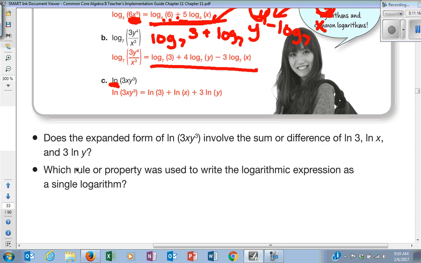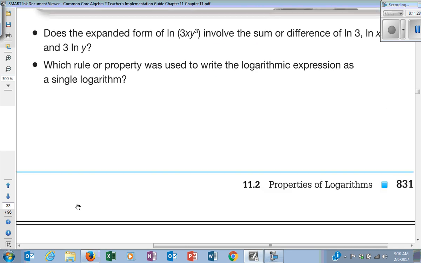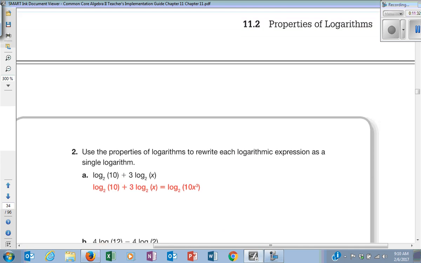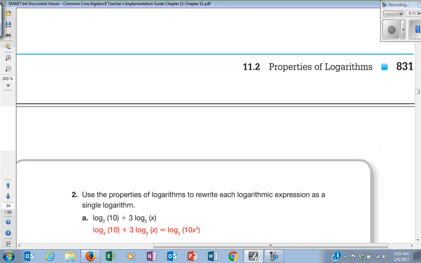Remember, ln is the same thing as log, but we know that its base is e. And so I don't write log, I write ln. And so same thing, same rules, addition between all of them, pulled the 3 down and wrote that there. Now they're going the opposite way.